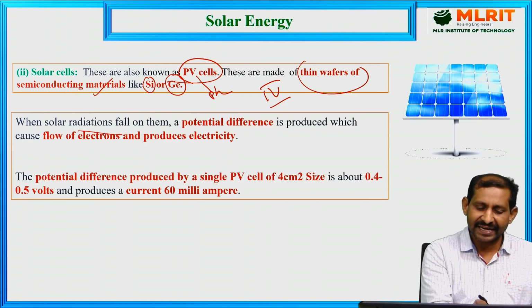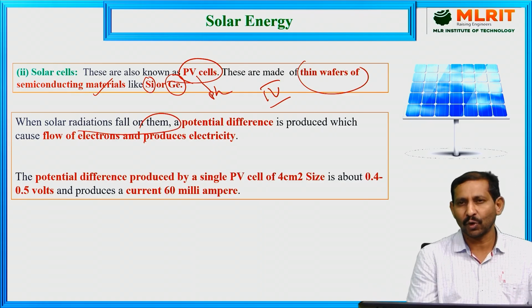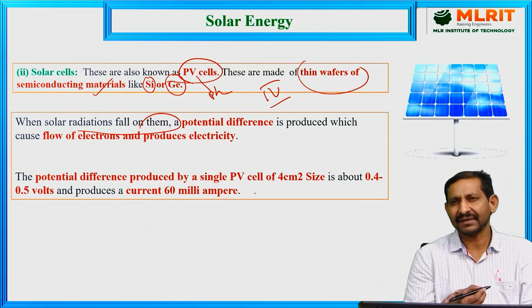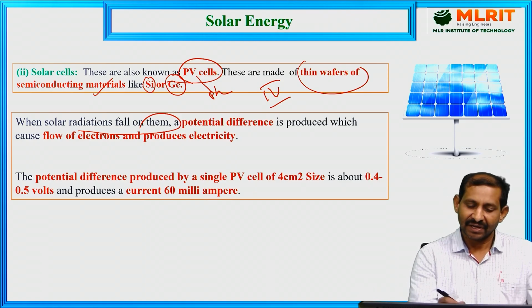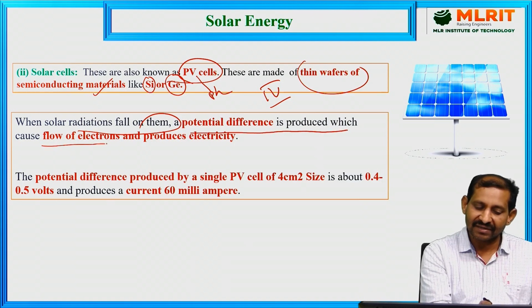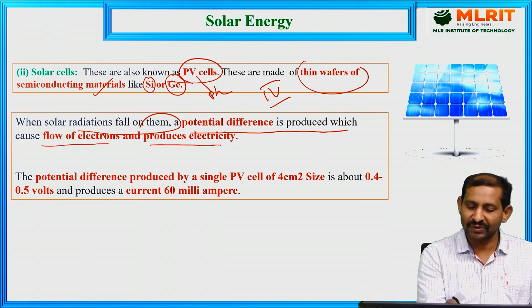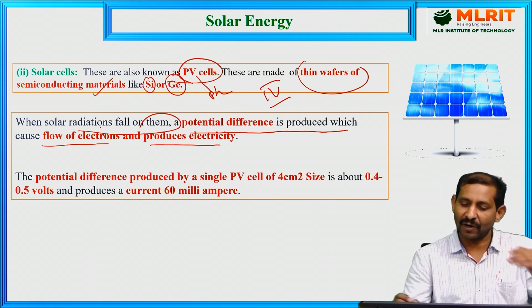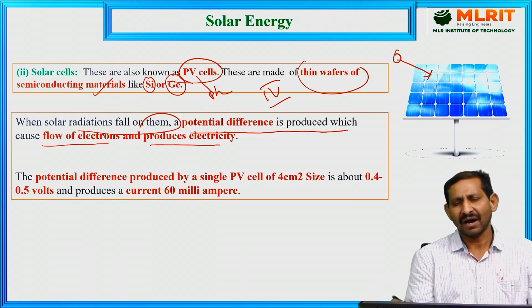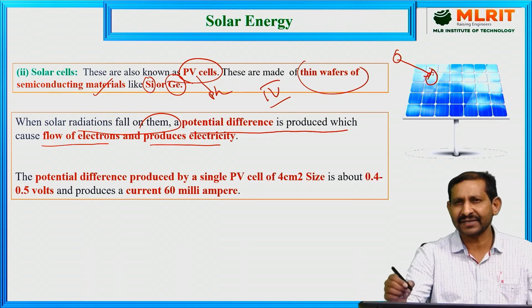When solar radiation falls on the photovoltaic cells, which have a P-type semiconductor and an N-type semiconductor, a potential difference is produced, which causes a flow of electrons and produces electricity. For example, when the solar radiation falls on the solar panel or solar cell, consider this as a solar cell.